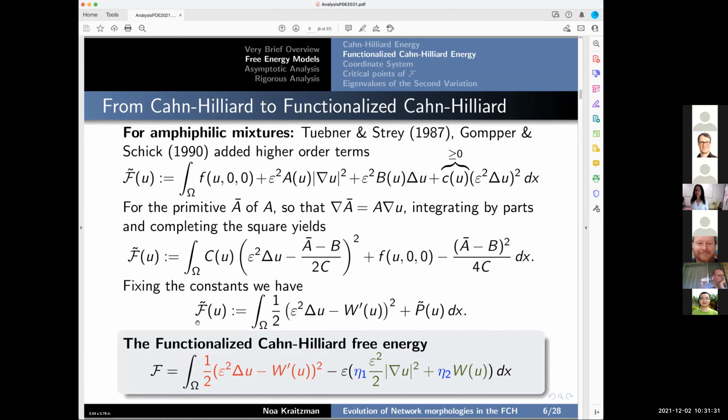Okay, to make the analysis possible, we choose a specific form for P tilde. In this case, we have eta1 and eta2, which are the functionalization constants. The first term with grad U rewards surface areas, while the last term is the capillary pressure.